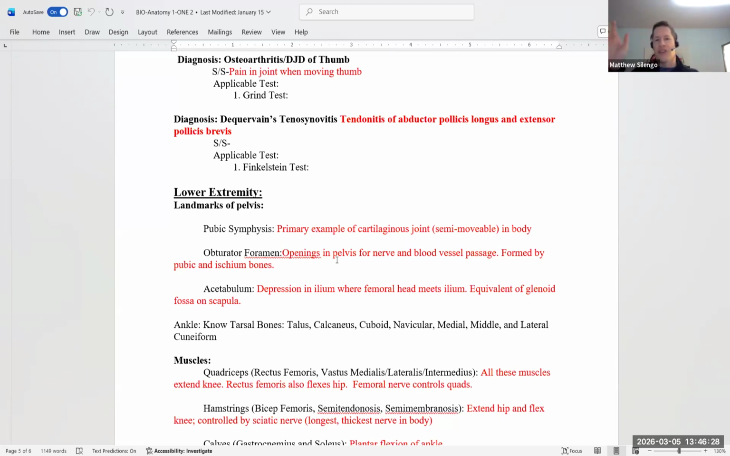And grind test is essentially where you stabilize the proximal bone and then you grab the more distal bone in the joint that's affected and you push them together and you twist a little bit. In other words, you grind them. Now, again, not aggressively. We're not trying to further injure the person, just enough to see if you trigger their signs and symptoms. So you stabilize the proximal bone, grab the distal bone, push them together, do a little twist. In other words, you're grinding. And if they say, yeah, ow, that would be a positive grind test and indicate osteoarthritis of that thumb joint.